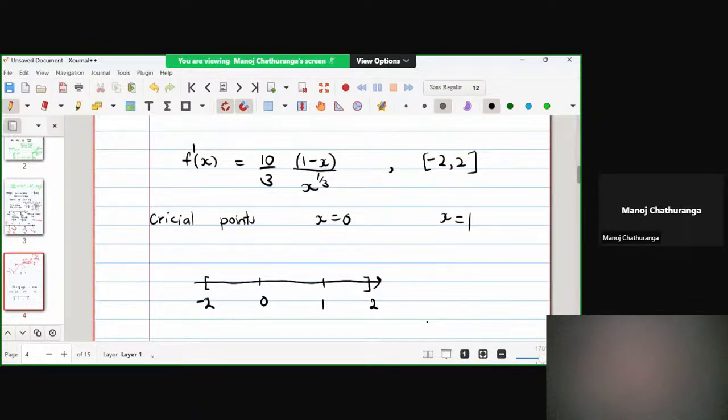Let me take a number between -2 and 0. For a number between -2 and 0, it is a negative number. So the cube root is a negative number. This is negative. And the numerator is positive because 1 minus a negative number. So with 2 minus signs, I get a positive number. But since I have a negative number in the denominator, the derivative is negative. I'm taking the sign of the derivative.